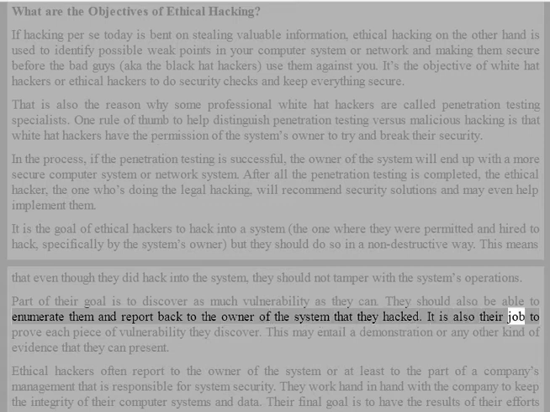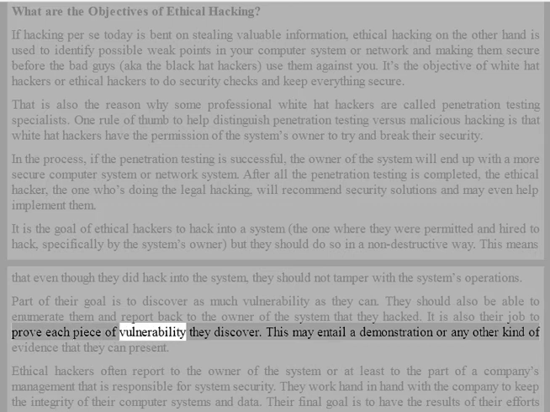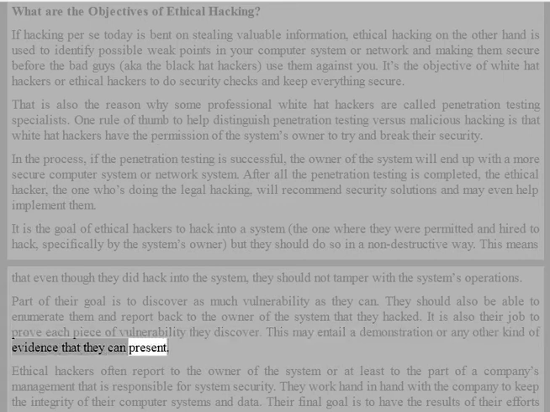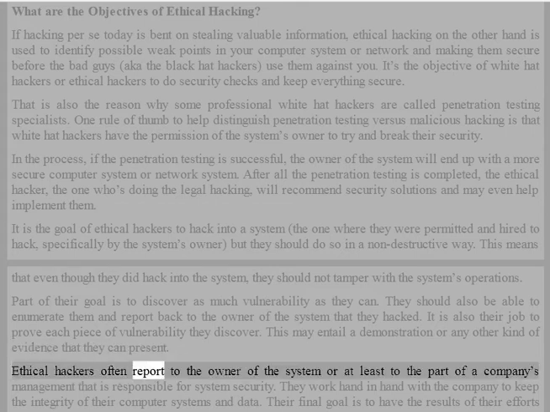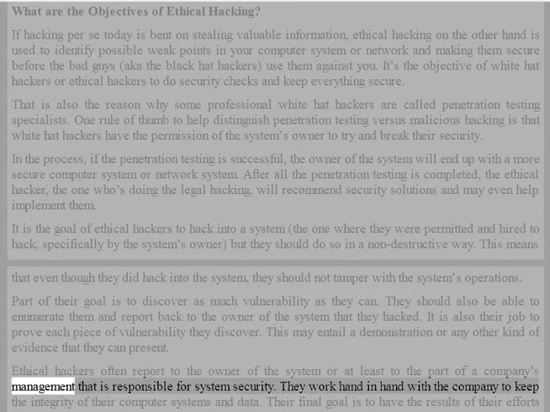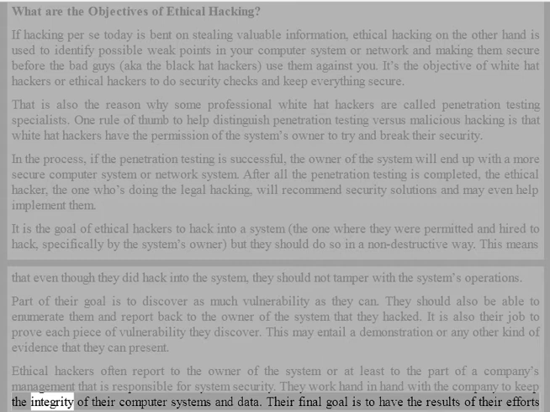It is also their job to prove each piece of vulnerability they discover. This may entail a demonstration or any other kind of evidence that they can present. Ethical hackers often report to the owner of the system or at least to the part of a company's management that is responsible for system security. They work hand in hand with the company to keep the integrity of their computer systems and data. Their final goal is to have the results of their efforts implemented and make the system better secured.